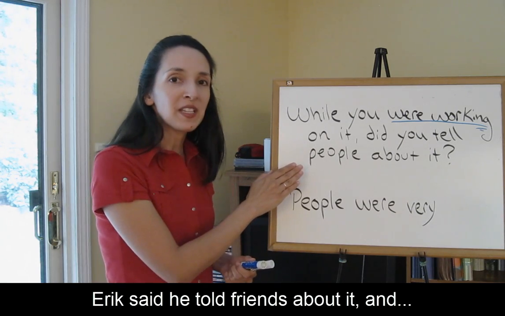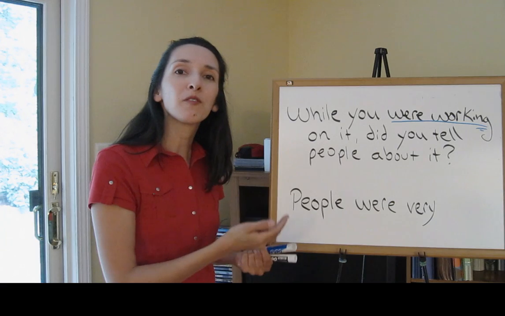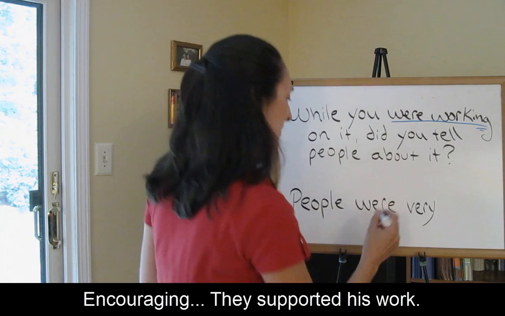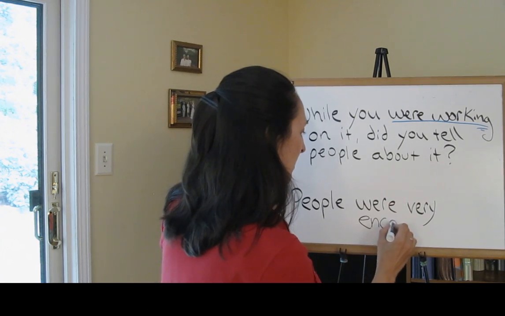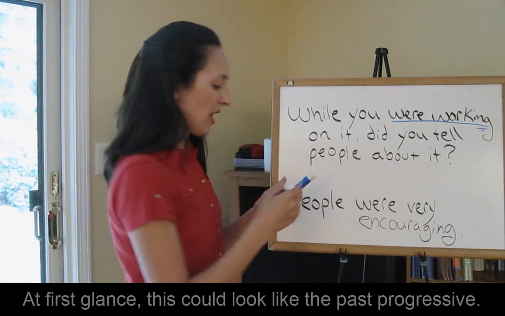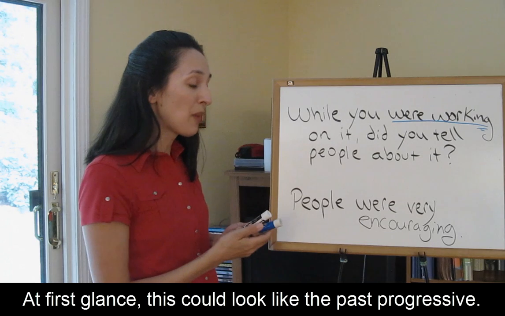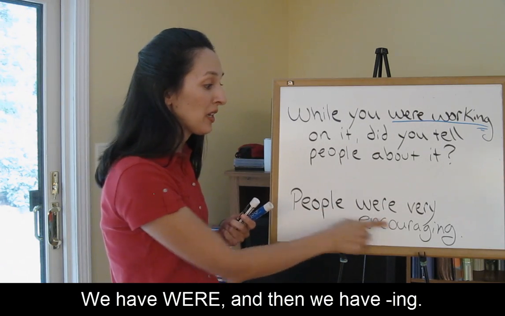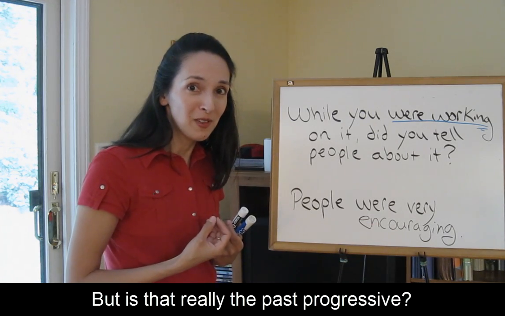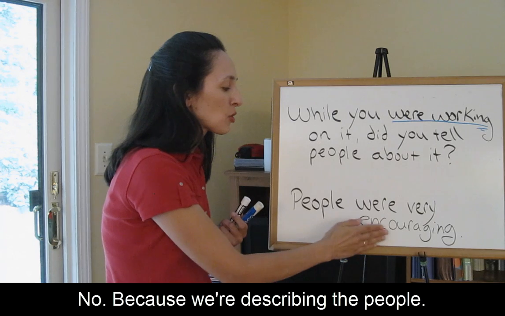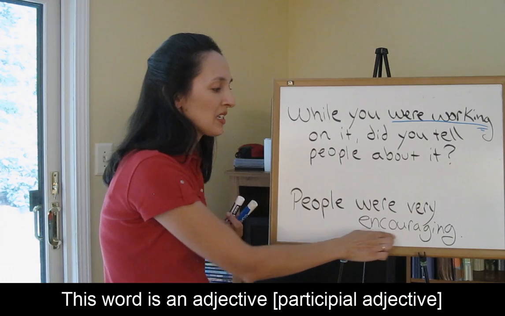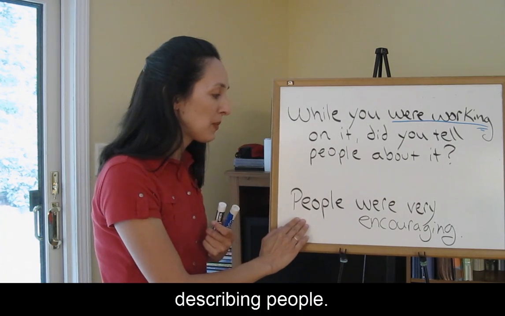Erik said he told friends about it and people were very encouraging. They supported his work. At first glance, this could look like the past progressive. We have were, and then we have ing. But is that really the past progressive? No, because we're describing the people. They were encouraging. This word is an adjective describing people.